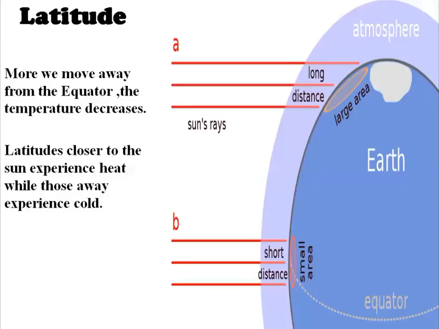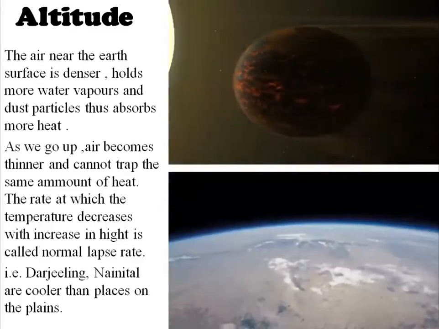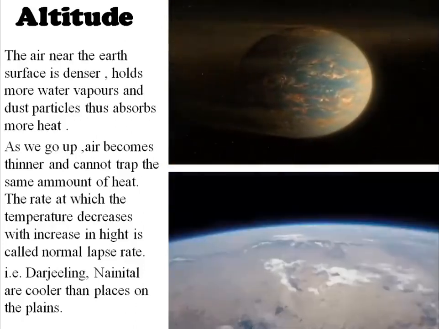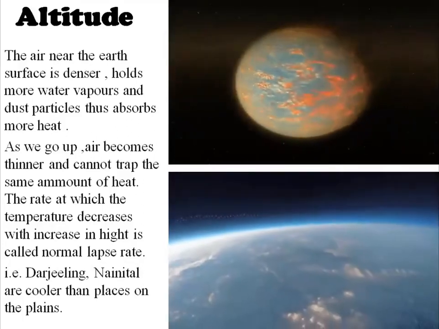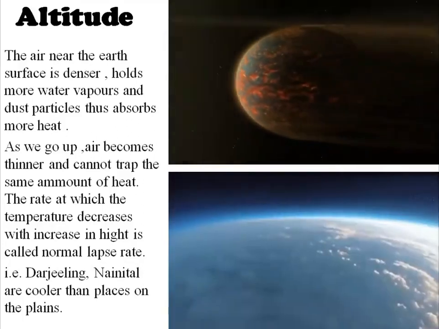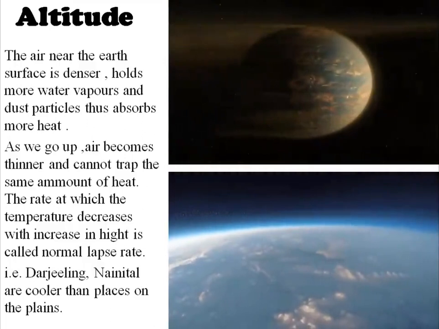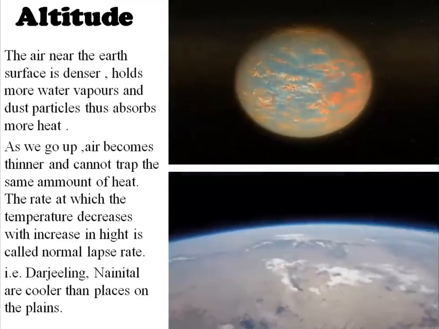First of all, latitude. As from the figure, we can point out the angle at which sun's rays strike the earth's surface affects the atmospheric temperature. Thus, the more we move away from the equator, the temperature decreases. In altitude, the air near the earth's surface is denser. As we go up, air becomes thinner and cannot trap the same amount of heat. The rate at which the temperature decreases with increase in height is called normal lapse rate.